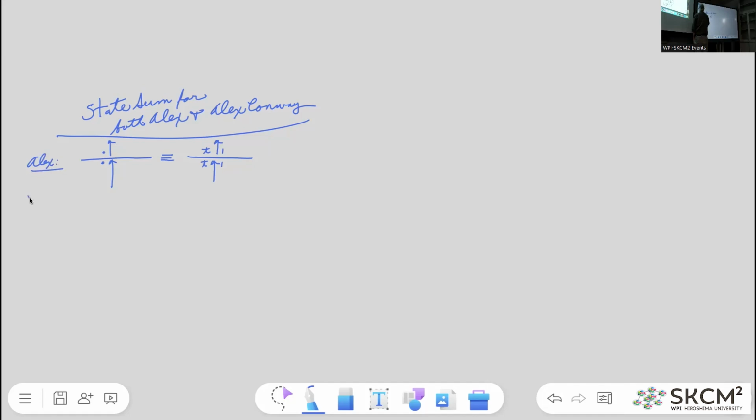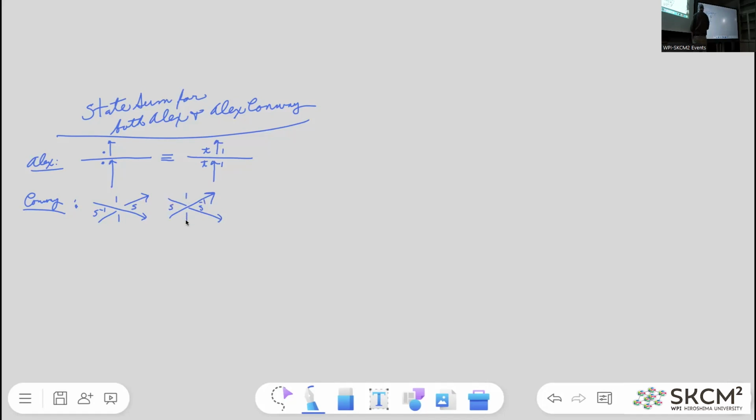And then for Conway, the weights are S, S inverse, 1 and 1 for a positive crossing, and S inverse, S, 1 and 1 for a negative crossing.